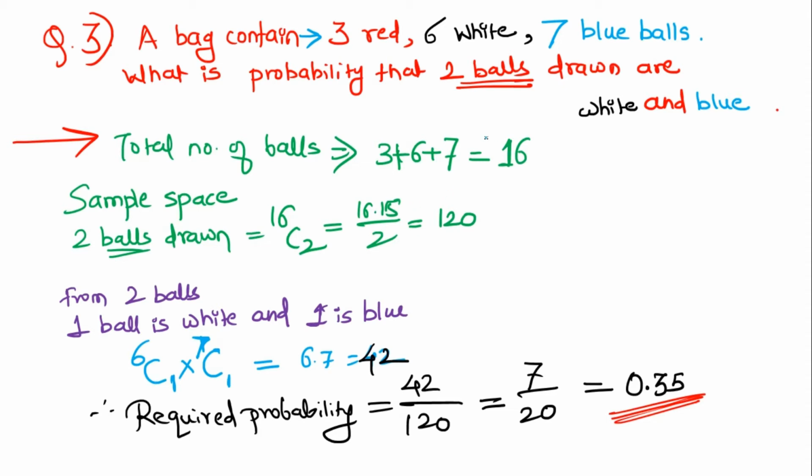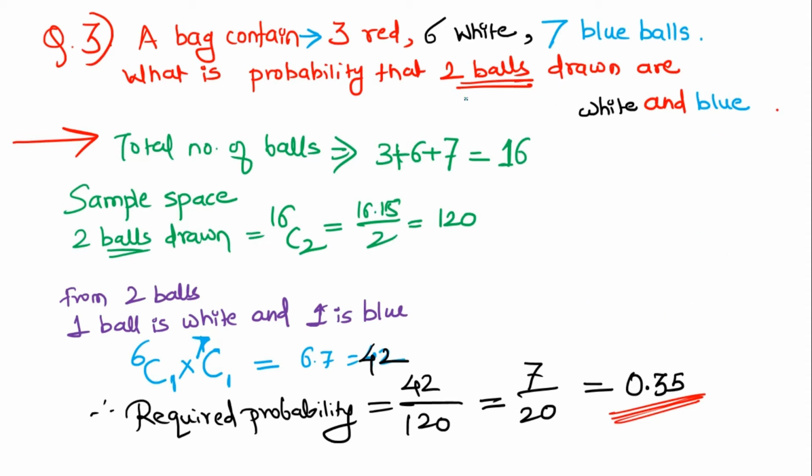Next question is that a bag contains 3 red, 6 white, 7 blue balls. What is the probability that 2 balls drawn are white and blue? Now in this question we are given a bag, and in that bag balls of 3 colors are there. What we are doing is taking out 2 balls at random, and then specifying that one ball is white and the other ball is blue.